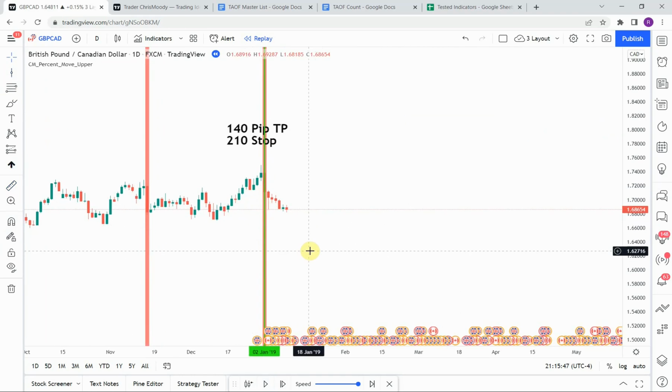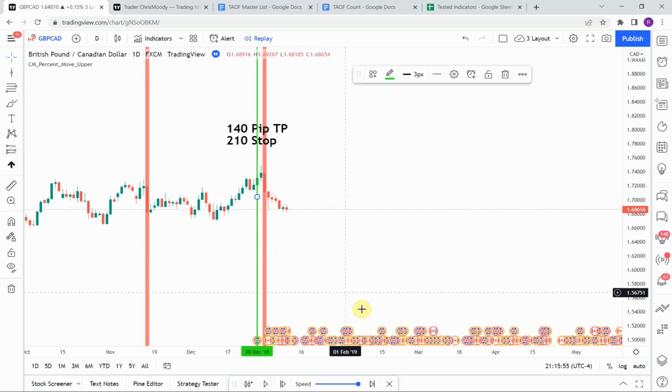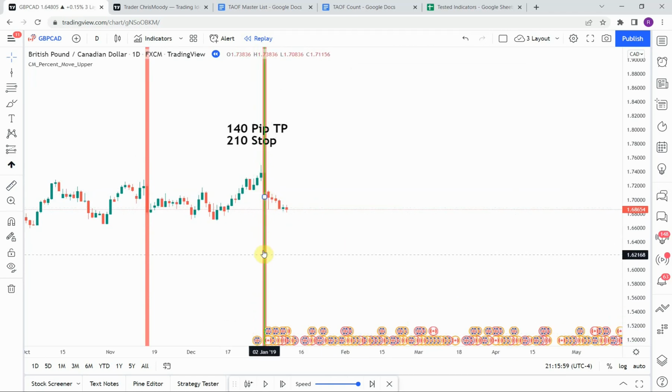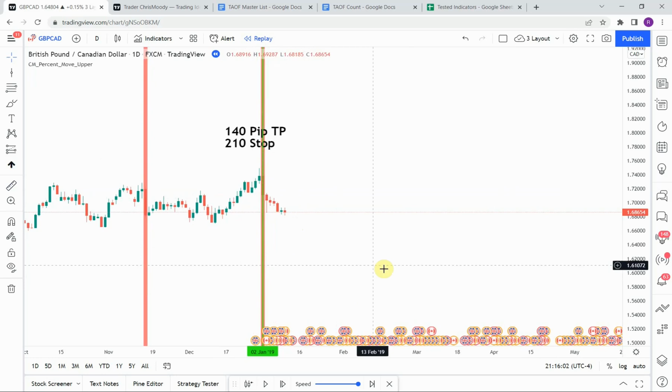Alright, so the first move that we pick up is a short signal. We get that red line that we're looking for, that red background. And you can see that we get a really nice push to the downside and that continuation downward. That comes down and gets us to our take profit. Let's go ahead and continue on.